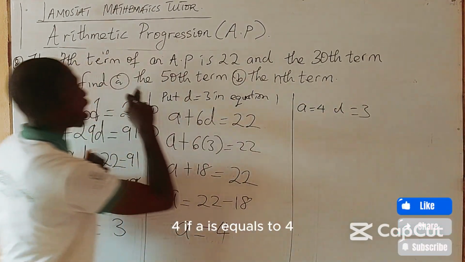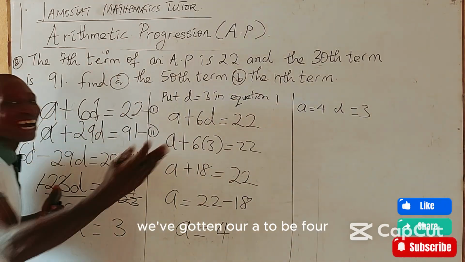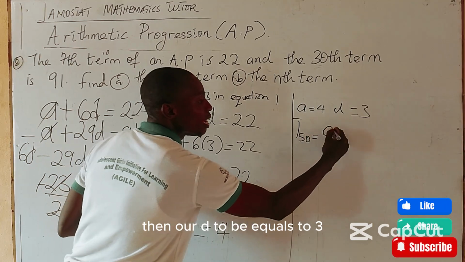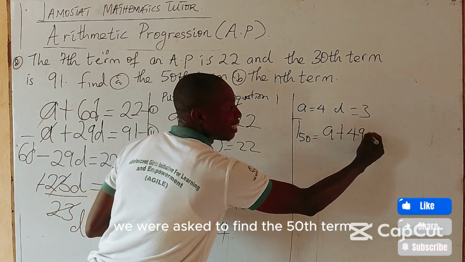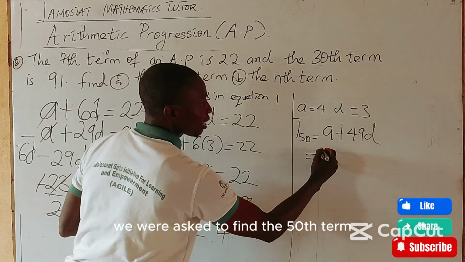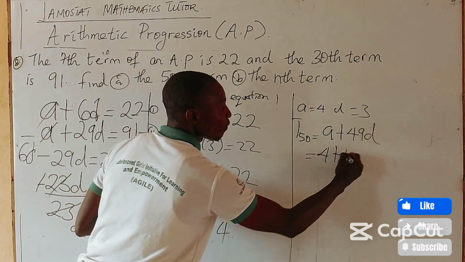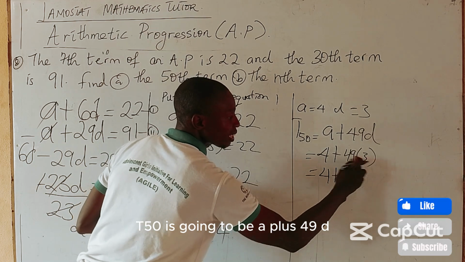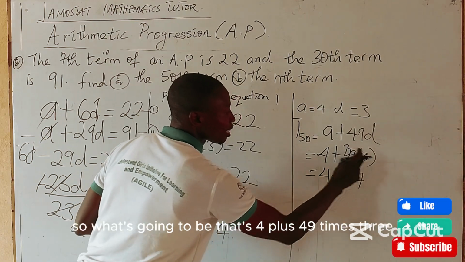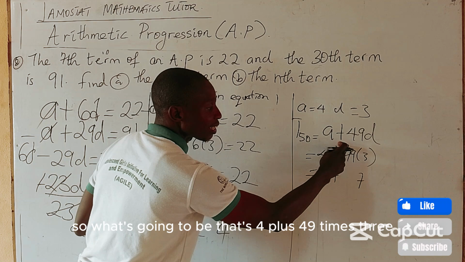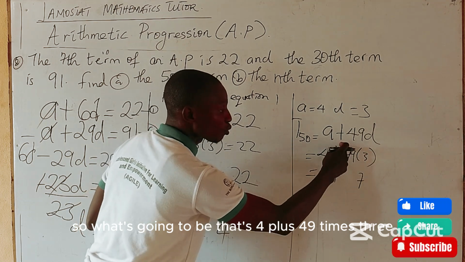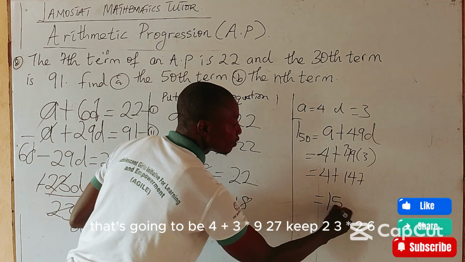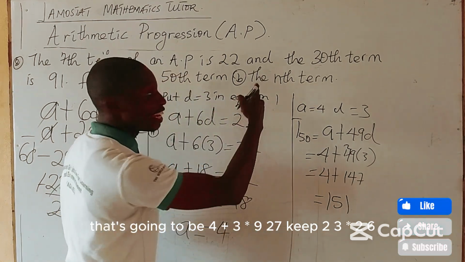So we've gotten our A to be 4 and our D to be 3. We were asked to find the 50th term. What's the 50th term? T50 is going to be A plus 49D. That's 4 plus 49 times 3. That's 4 plus 3 times 9, 27. Keep 2. 3 times 2, 6. That's 3 times 4, 12 plus 2, 14. That's going to be 151.